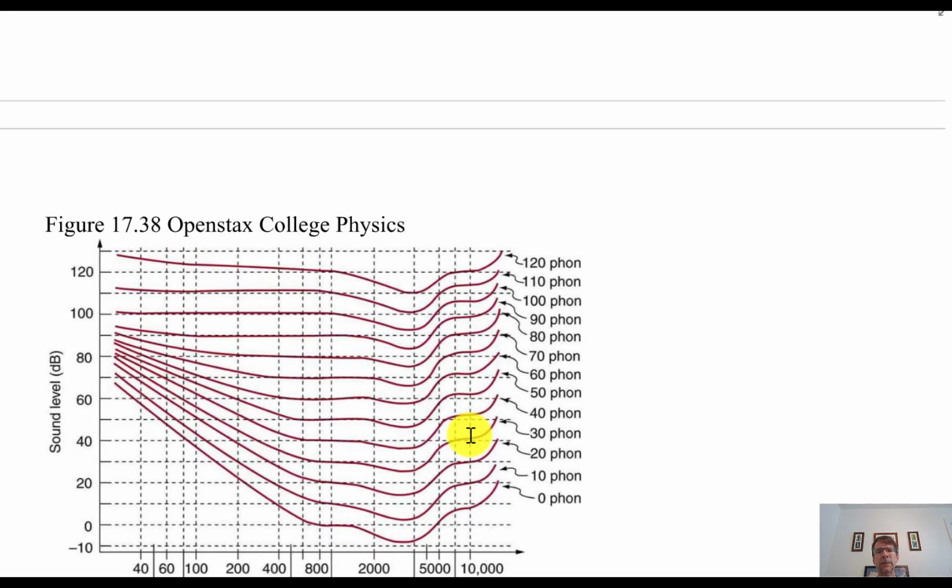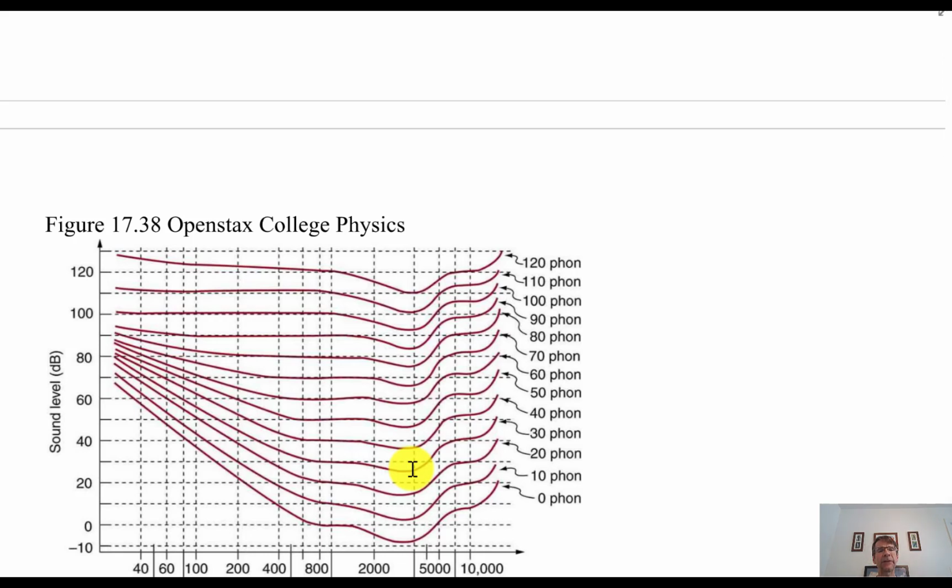But a 4,000 hertz sound played at, if you go over here, just above about 12 decibels, it's going to sound the same loudness. We're supposed to be on what, the 30 fan line? Okay, it's the 30 fan line. 30 fan line at 4,000 hertz. Okay, that's being played at just under 30 decibels.